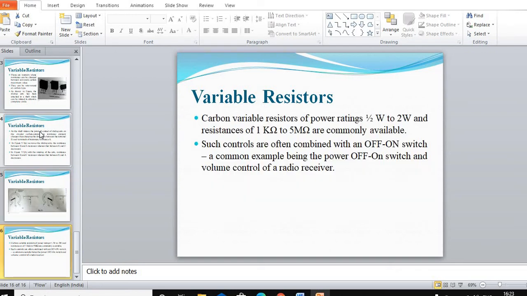Carbon variable resistors of power ratings half watt to 2 watt and resistance of 1 kilo ohm to 5 mega ohm are commonly available. Such controls are often combined with an on-off switch, a common example being the power on-off switch and volume control of a radio receiver.